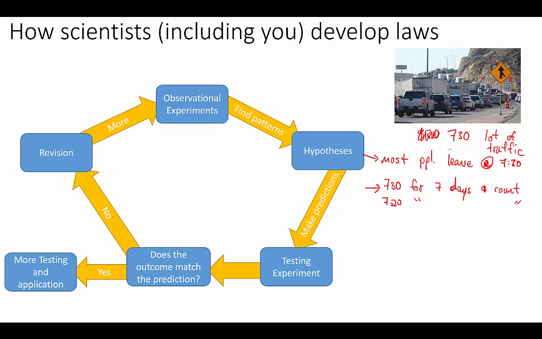Now, if it didn't match, I would go back and revise it. Well, maybe it was the same amount of cars at 7:20 and 7:30. So maybe I would revise my experiment, and maybe I'd check the cars at 7:15 instead of 7:20. So then I'd go back and do it at 7:15 versus 7:30, and so on. And we just keep doing this cycle until we can get out of it and we have something that's plausible. So that's the process we'll be using in class.